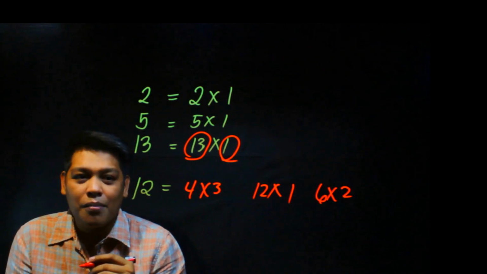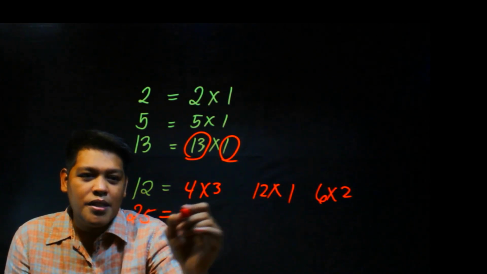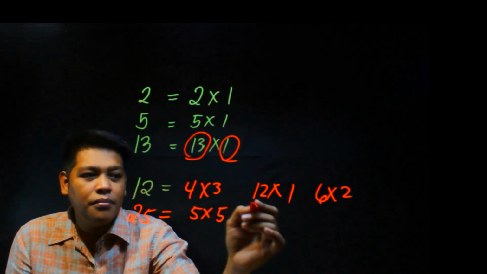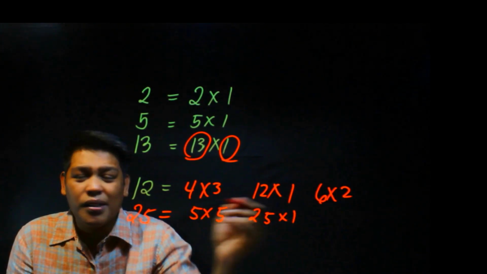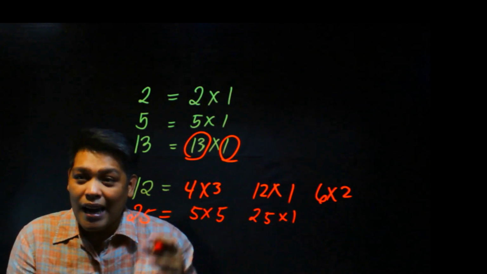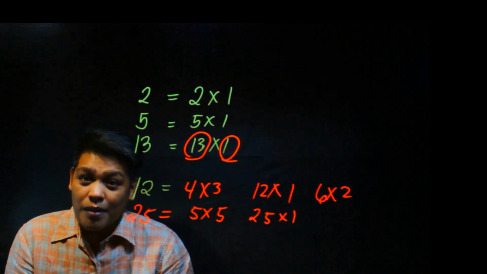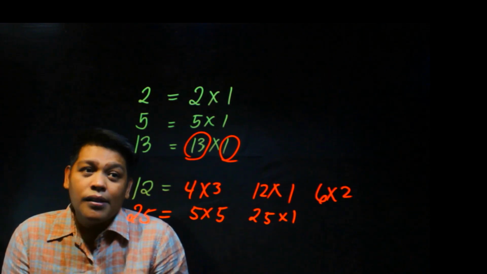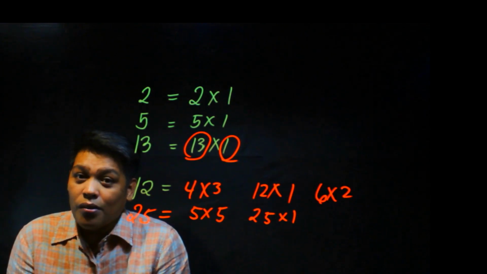Ano pa? For example, it's 25. Pwede siyang 5 times 5. Pwede rin 25 times 1. So, marami siyang mga factors. Hindi lang ang sarili niya at ang number 1. So, yan yung definition ng prime numbers. So, masasagutan natin yung question number 1 and question number 2.